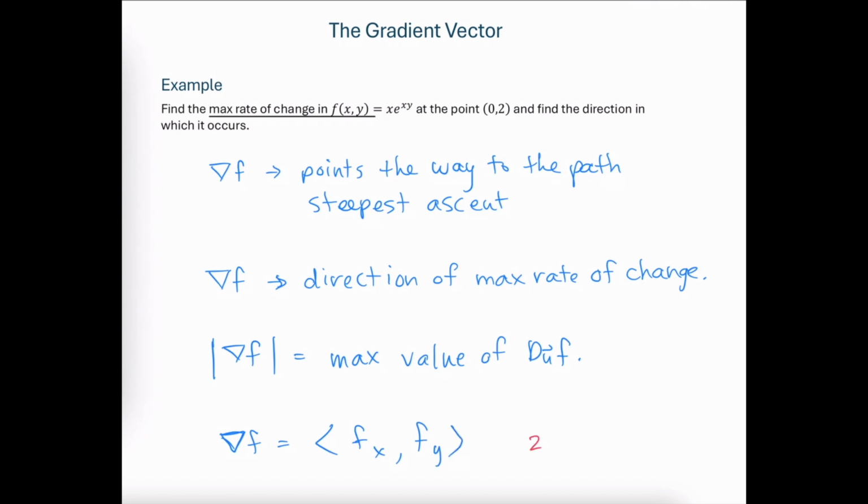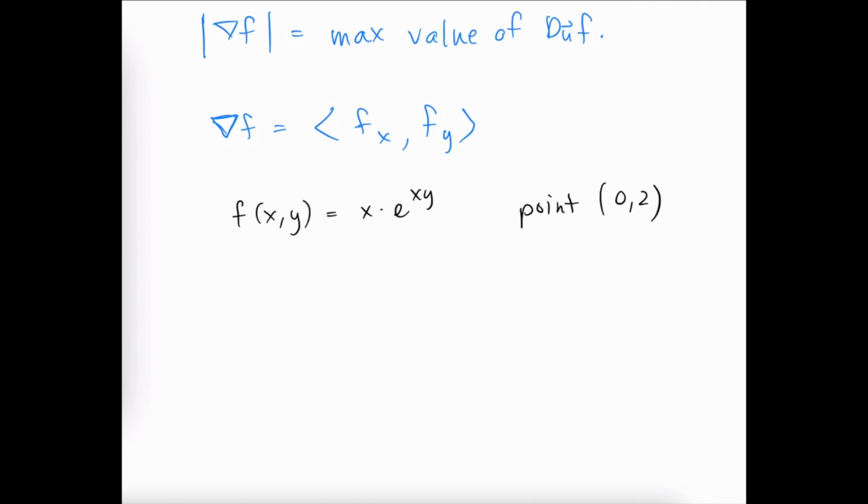Remember, this is a two-dimensional vector in the floor that points in the direction that we should slice in order to get a tangent line that is as steep as possible. So again, our surface function was x times e to the xy. We're looking at the ordered pair in the domain (0, 2).